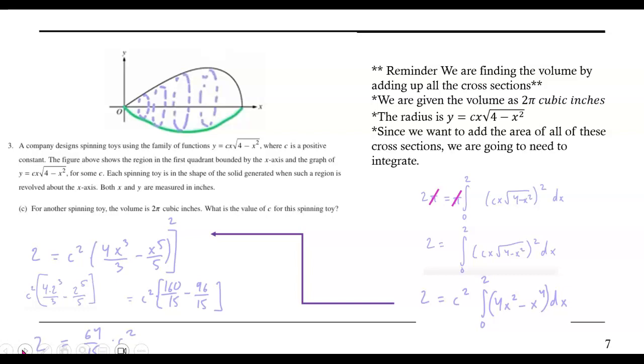Now I'm going to divide out that 64 over 15, or you can think of it as multiplying by the reciprocal. If I multiply 2 times 15 over 64, I end up with 30 over 64, which simplifies down to just 15 over 32. I square root it to get c by itself, and I end up with the square root of 15 over 32 equals c. And there's my answer.